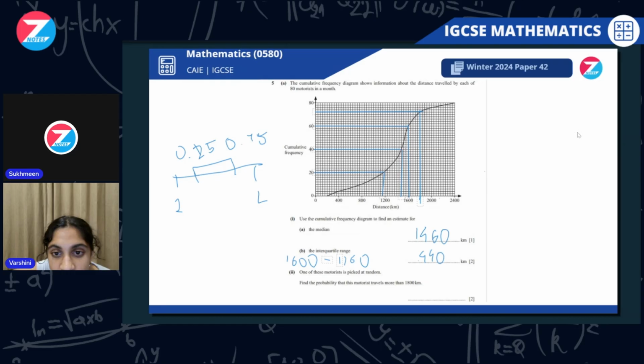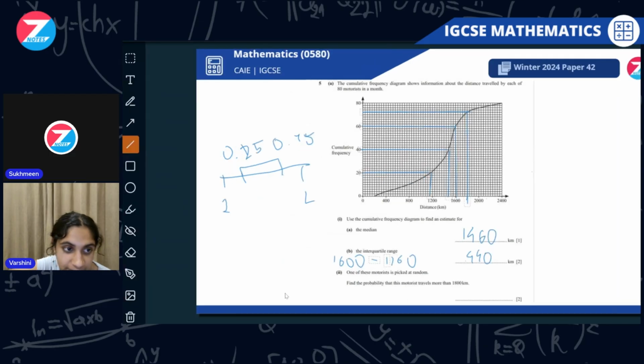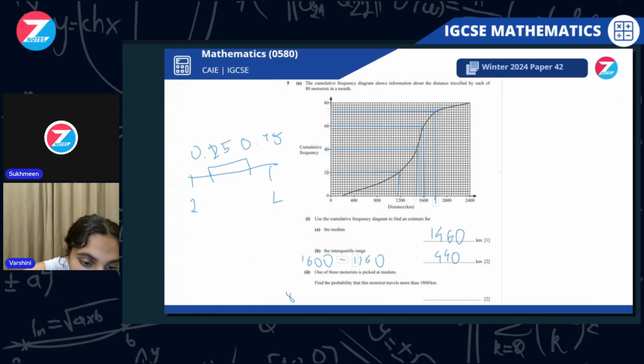To find the number of motorists over here, this is 20, and we divide that by 10, so each box will be 2. So it's going to be 62, 64, 66, 68, 70, and 72. So we know 72 travel up to 1800, but we want more than 1800. So that's going to be the total, which is 80, minus 72, which is 8. And that's our answer.